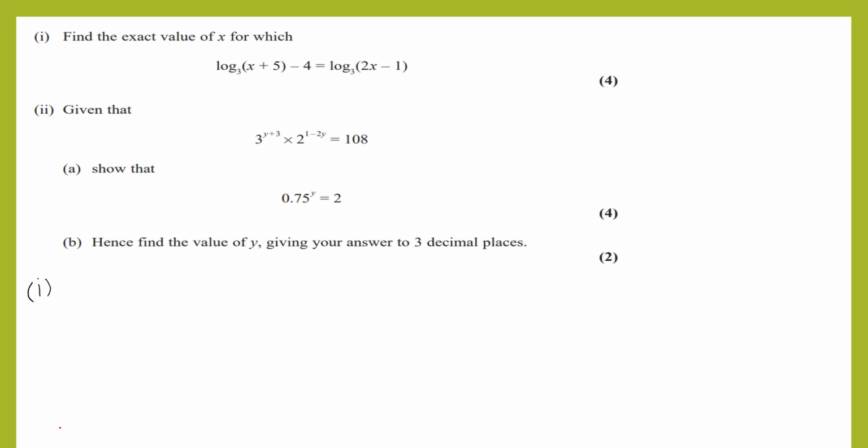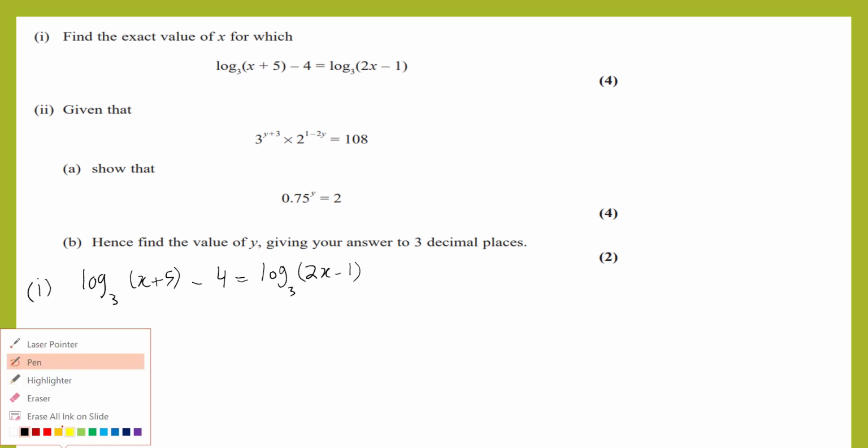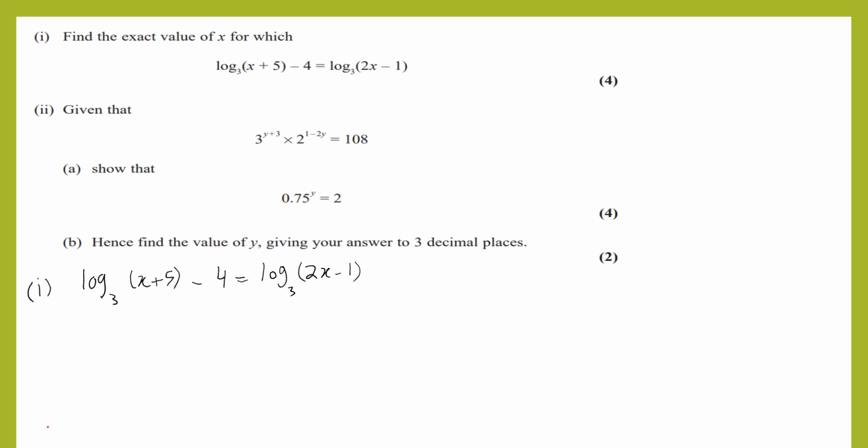And if we have log base 3 of (x plus 5) minus 4 equals log base 3 of (2x minus 1). So we will do likewise what we have done before. We will keep the logs on one side and the numbers on the other side.